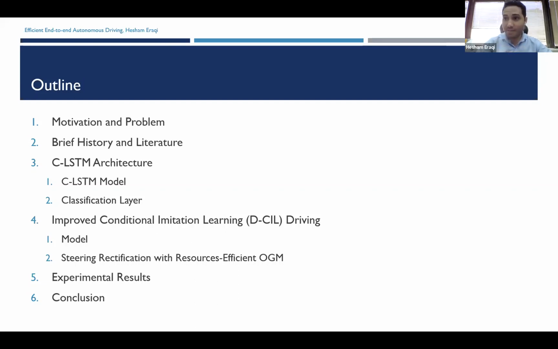That OGM, or occupancy grid map, is known for being very heavy computationally, and it has a demanding memory footprint. So how can we make it more efficient? And after this, I will discuss some experimental results regarding the ideas that I'm going to present and conclude my work.